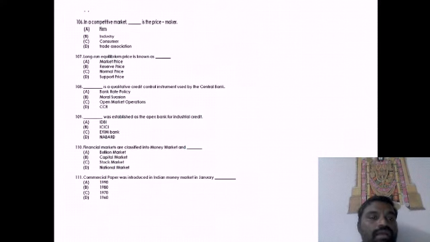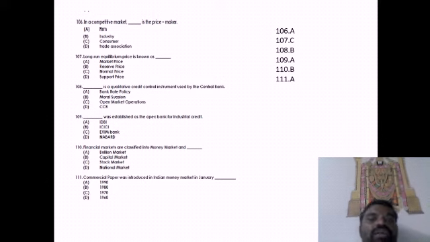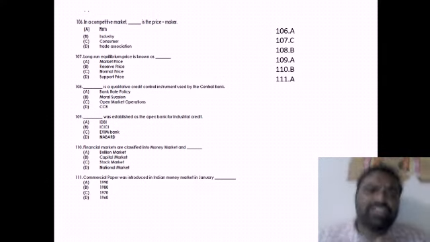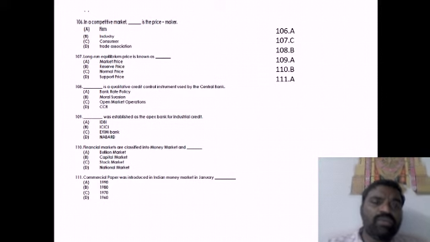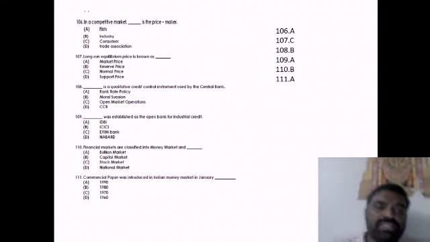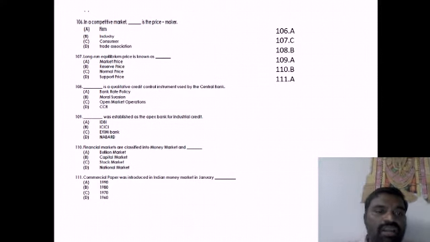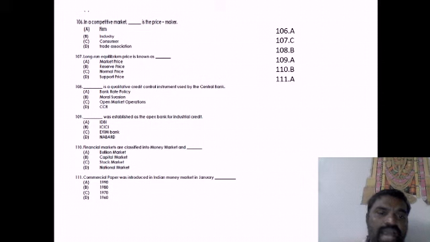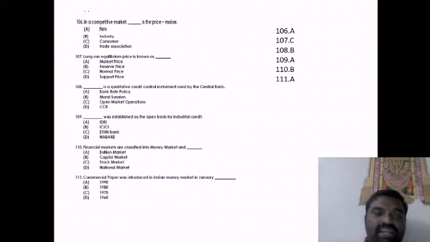In a competitive market, he will reduce the price, or he will take some price decision, whatever it might be. So in a competitive market, the firm is the price maker. Long run equilibrium price is also known as normal price. In the long run, everything will become normal. Next, dash is a qualitative credit control instrument used by the central bank. Central bank uses moral suasion.